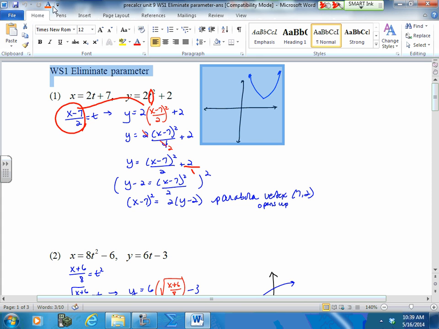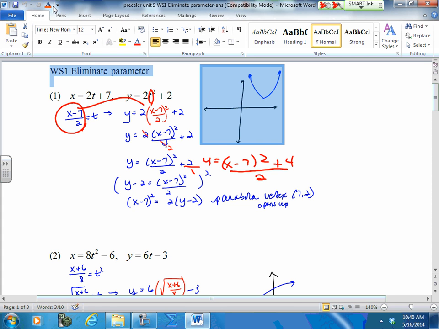You could put this over 2 and do x minus 7 squared, and then your denominator is 2. You would need plus 4. You could do it this way. Not the best way to do it, but you could. You could kind of see that it's a parabola. Probably get it into parabola form. That would be best.